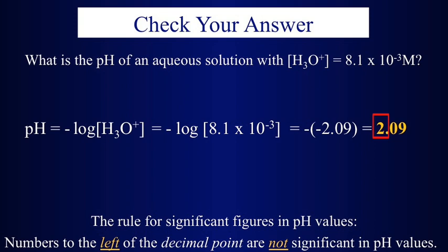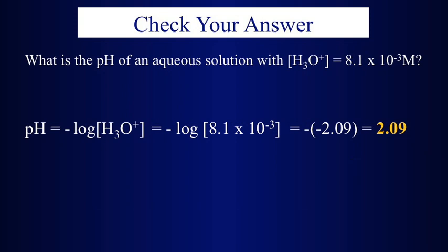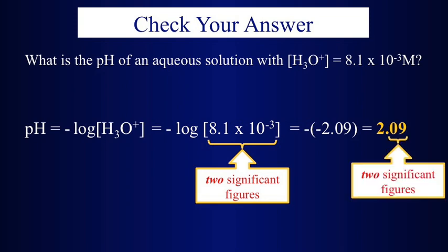The mathematical reason for this is that the numbers to the left of the decimal point are not counted as significant, just as the powers of 10 in scientific notation are not significant. Since we calculated a log value here, there are only 2 significant figures in 2.09. Be careful, only apply this rule to the pH value and not to the hydronium ion concentration. In this problem, since our hydronium ion concentration had 2 significant figures, we used 2 significant figures in the calculated pH.